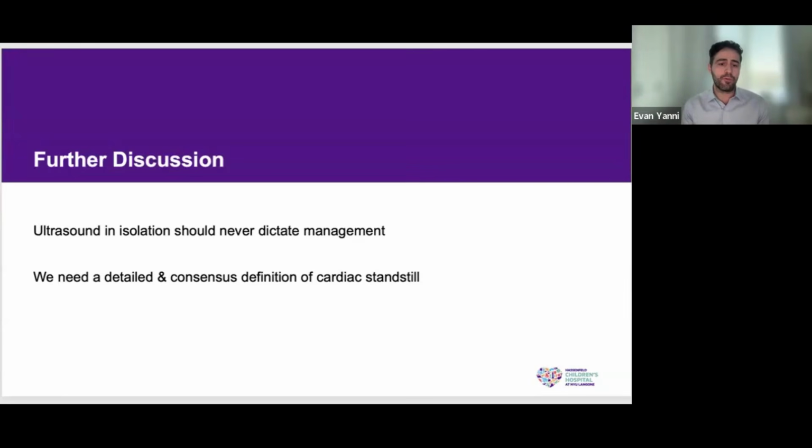So, for example, if we interpret a video clip with a minimal twitch as ongoing activity, is this going to lead to an excessively long resuscitation in a child that doesn't lead to any meaningful survival? Ideally, we hope this research really just helps foster a discussion among our academic societies that helps lead to the creation of a detailed and more consensus definition of standstill for use during our pulseless arrest cases.